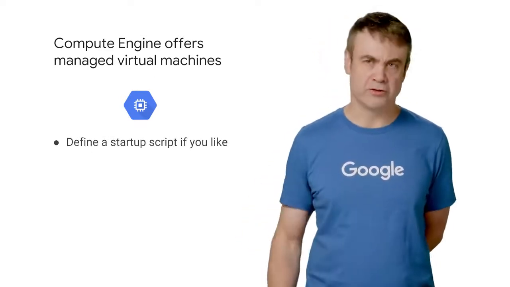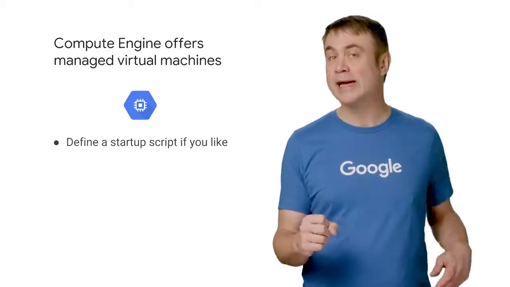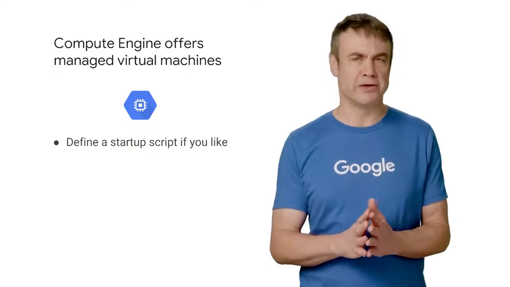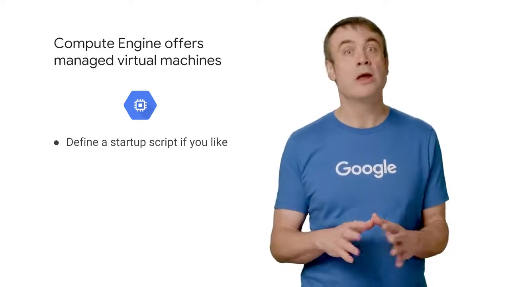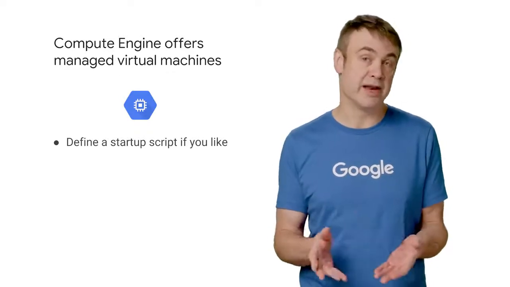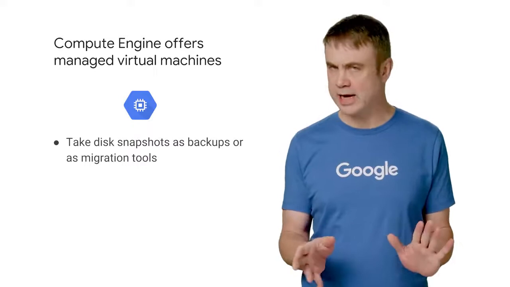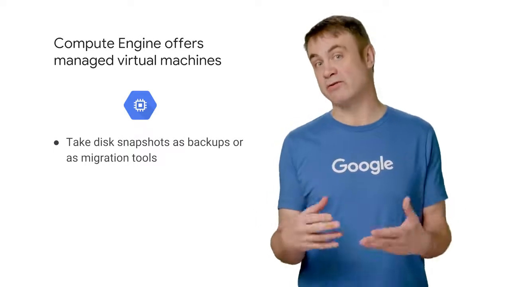Lots of GCP customers want their VMs to always come up with certain configurations, like installing software packages on first boot. It's very common to pass GCP VMs startup scripts that do just that. You can also pass in other kinds of metadata too. Once your VMs are running, it's easy to take a durable snapshot of their disks. You can keep these as backups or use them when you need to migrate a VM to another region.